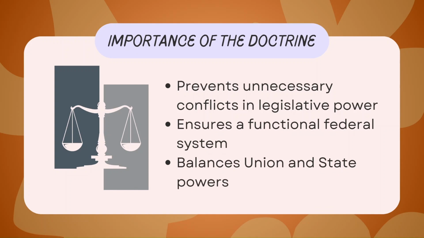The doctrine of pith and substance is extremely important because it prevents legal conflicts between the central and the states. It ensures the smooth functioning of a federal government. It helps maintain a balance of power between the union and the state governments.